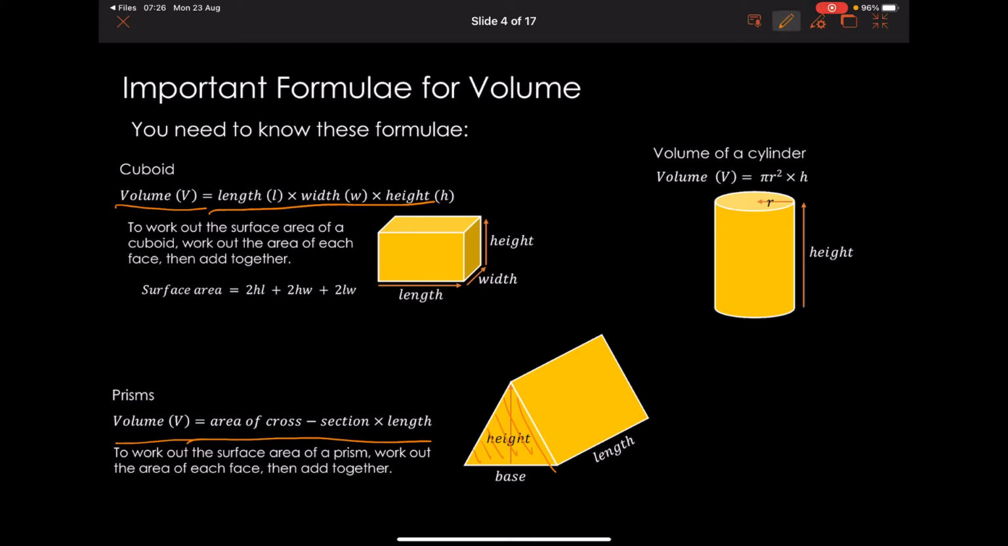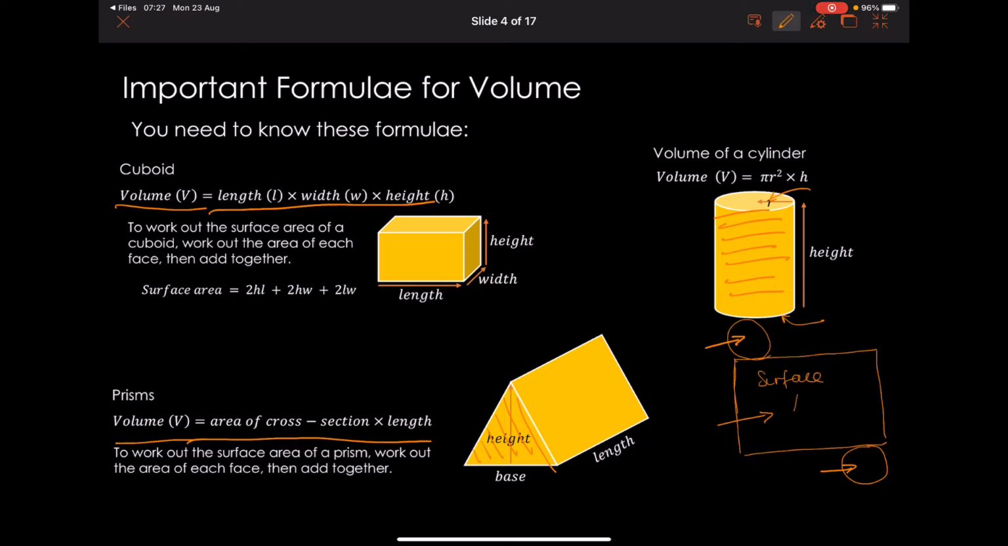Now, if we are doing a surface area of this shape, and I'm going to show you this again in a second, we would end up with a long rectangle which creates the circle section, and we'd have two circles, one at the top, one at the bottom, which would make the top and the bottom. So you'd have to work out the area of each circle plus the area of the long rectangle to work out the surface area, and we'd add them together.